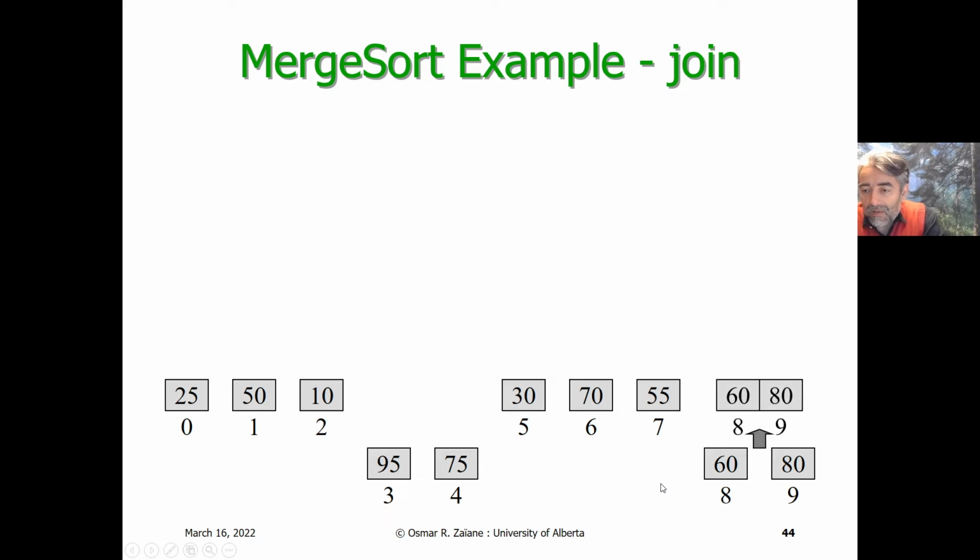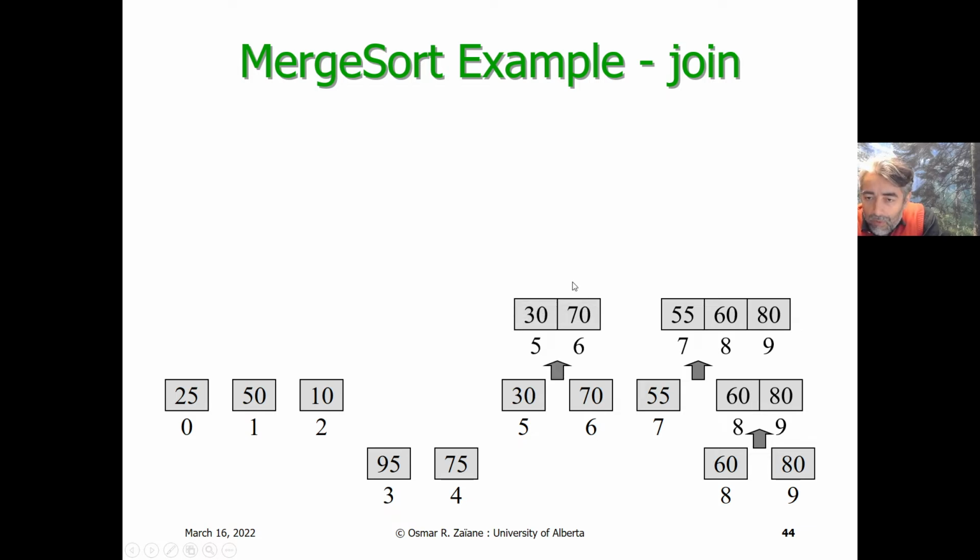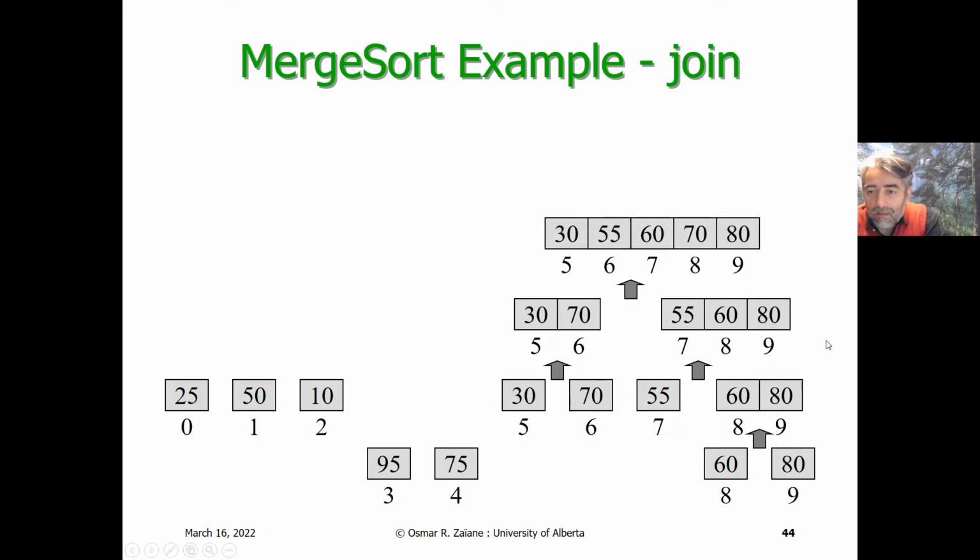I'll merge the 60 and the 80. Then I'll merge the 60 and the 80 and the 50. Now I'll merge the 30 and the 70. And now I'll merge the 30, 70 and the 55, 60, 80. Wow, I got that sublist, the right-hand side, sorted.